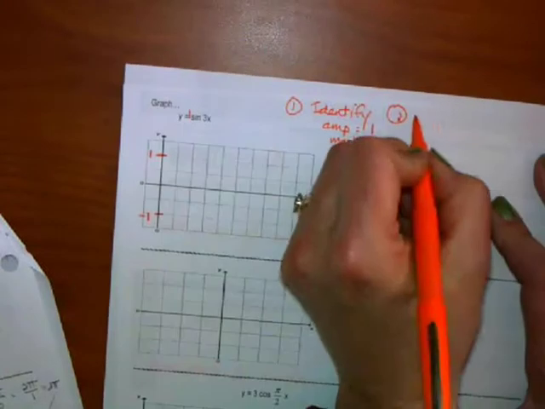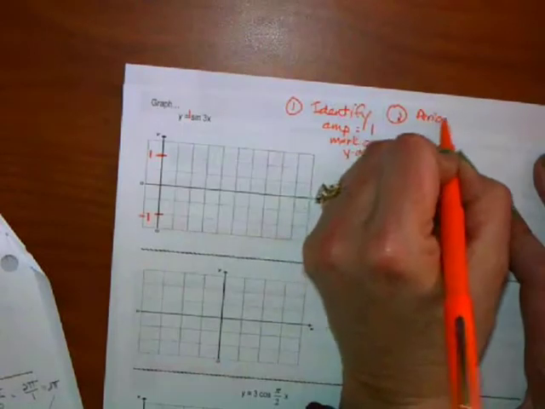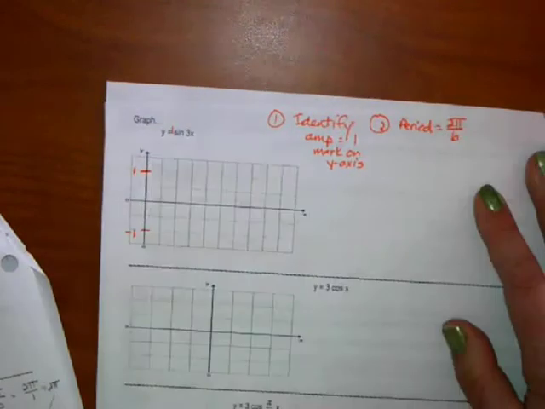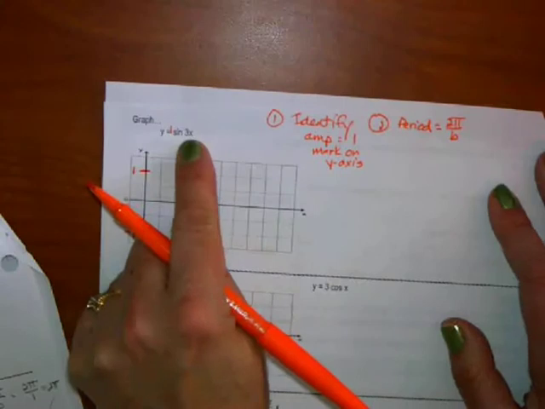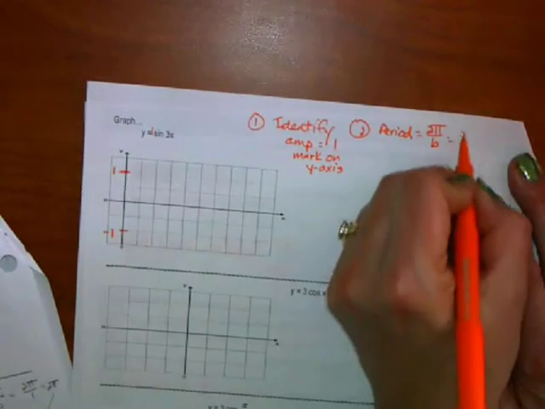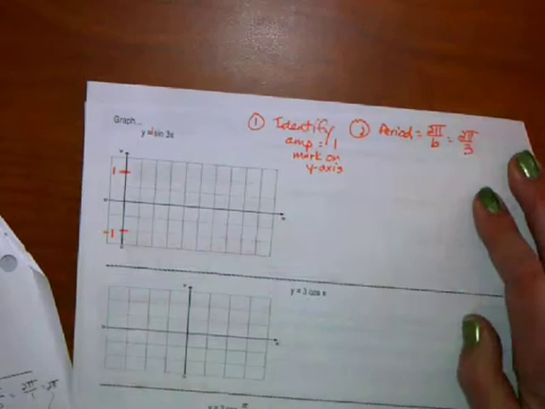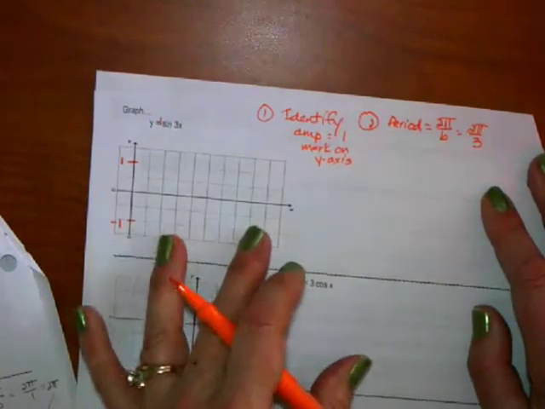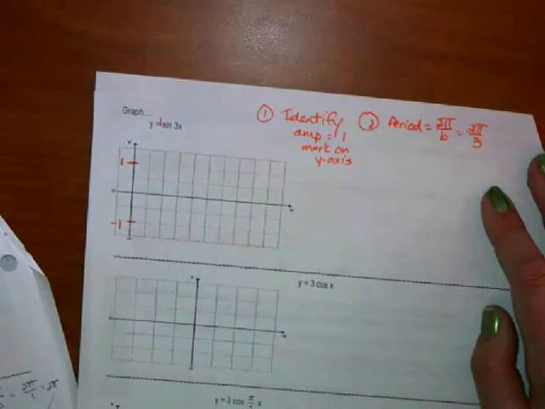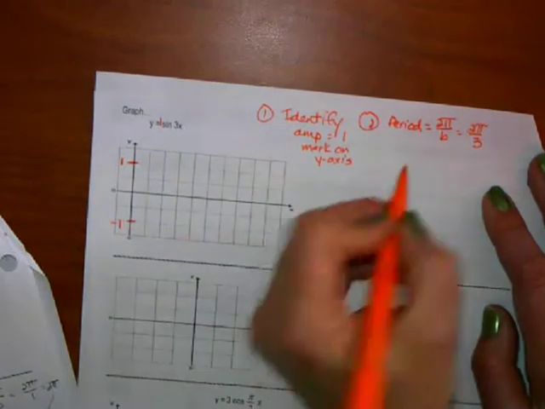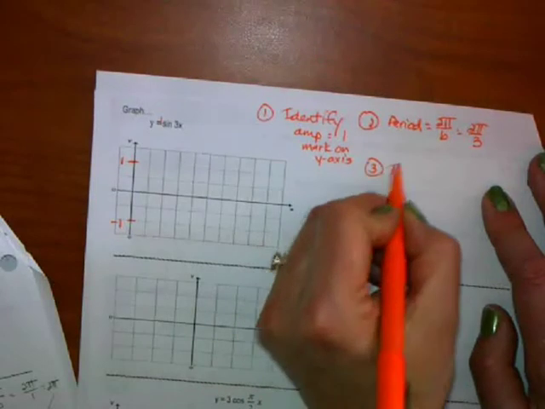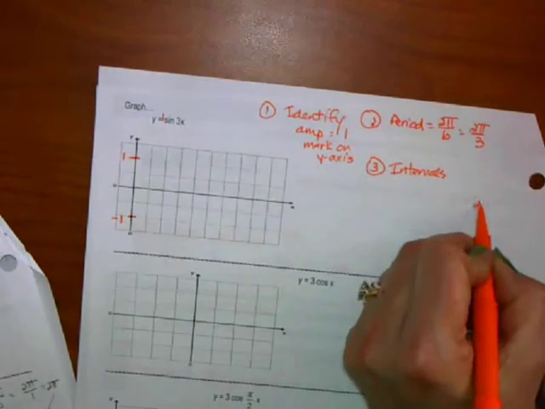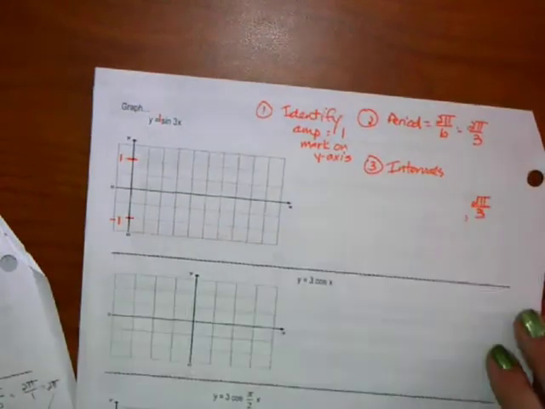Number 2, determine the period. Now remember, on the other side, I said that you use this equation, 2 pi over b. In this function, my b is 3. So my period is going to be 2 pi over 3. Now I'm still not quite sure exactly how to work that, so let's just see what my intervals are. I know the last one is going to be 2 pi over 3, because that's how long my period is.